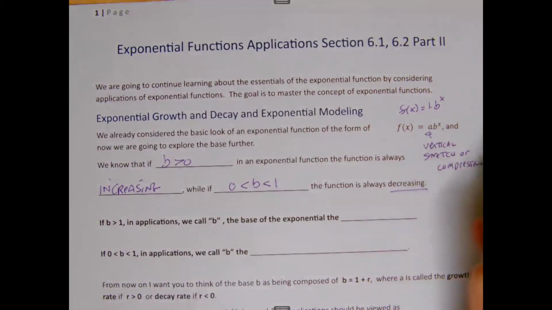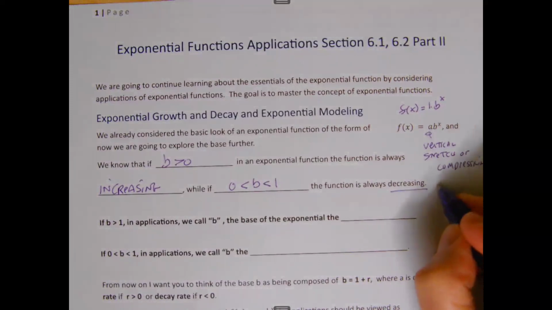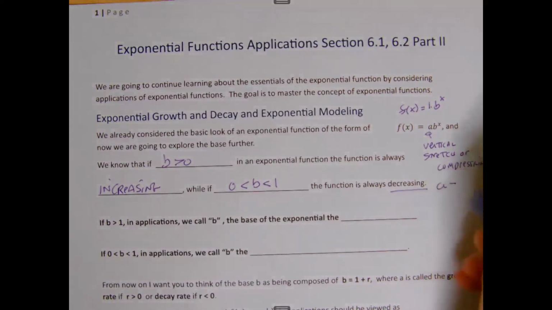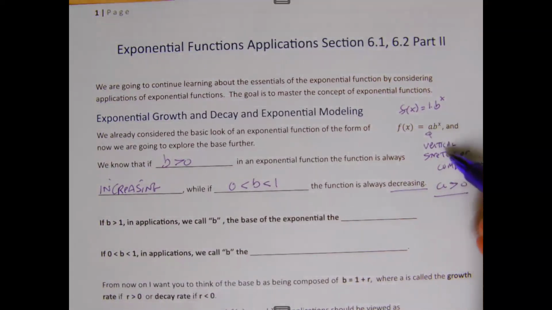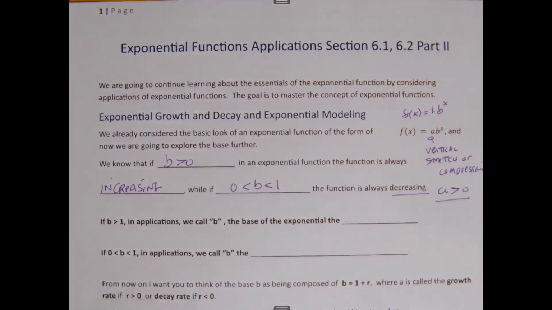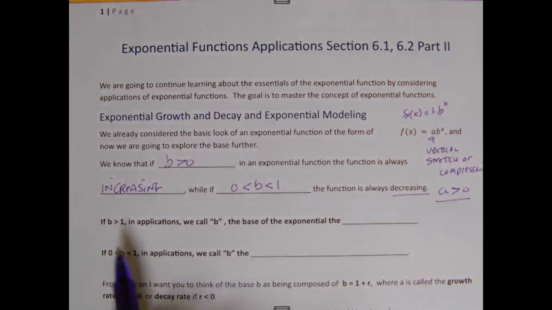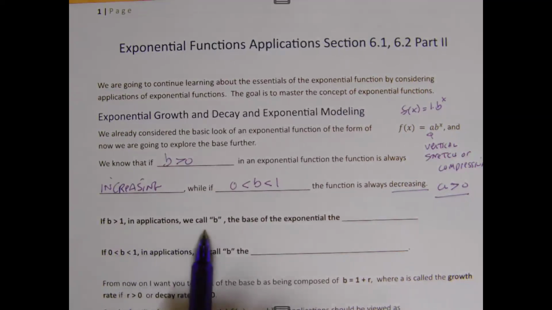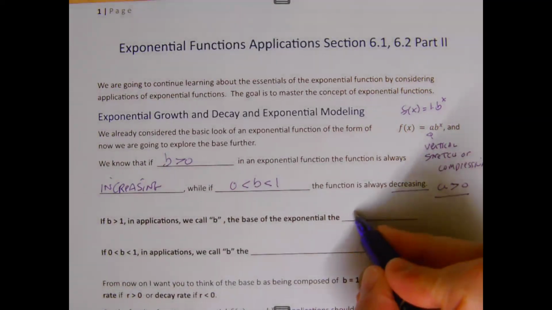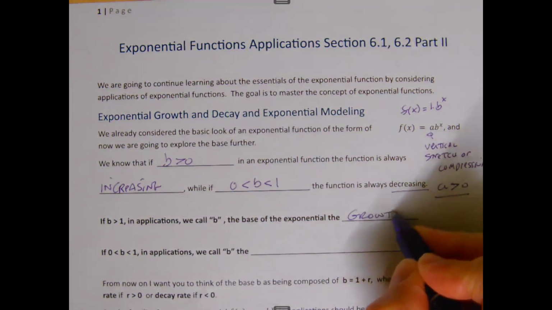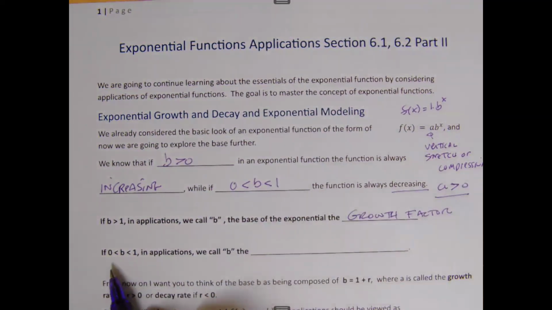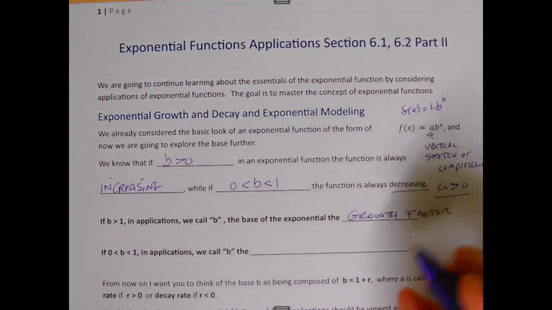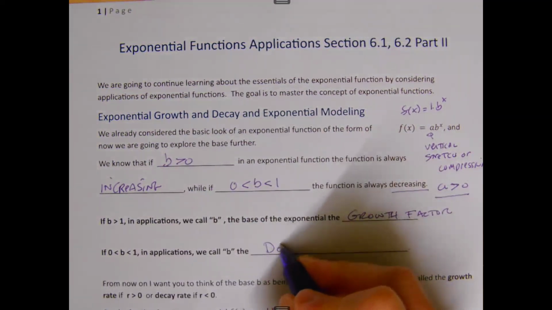And I'm making the assumption when I'm saying this that a is greater than 0, positive. Because if a becomes negative, remember we flip across the x-axis and we get something entirely different. So if b is greater than 1 in application, we call b the base of the exponential, and the b part is going to now be called the growth factor. So yes, you have to remember this vocabulary. Now, if b is between 0 and 1 in applications, we call b the decay factor.